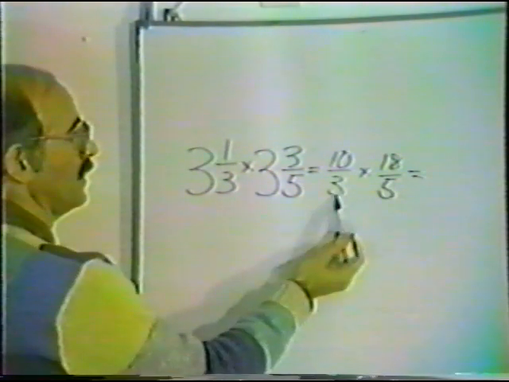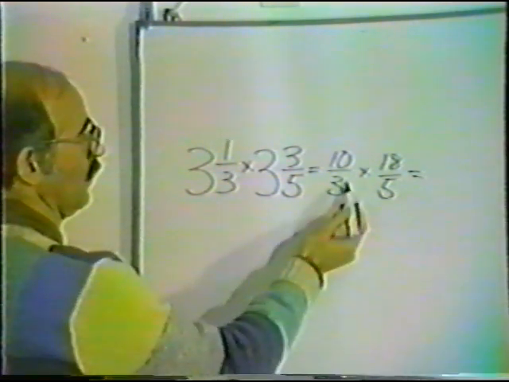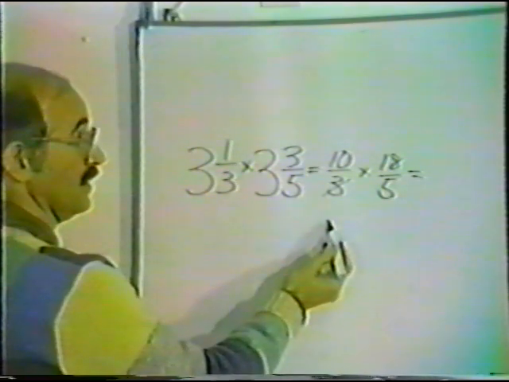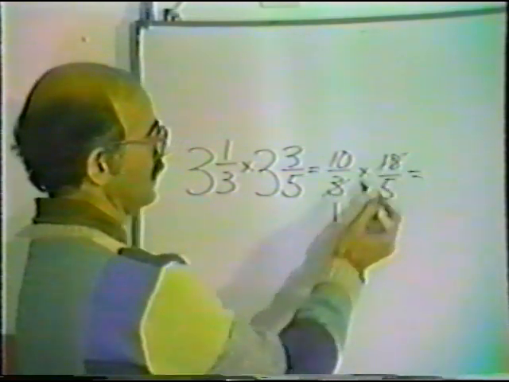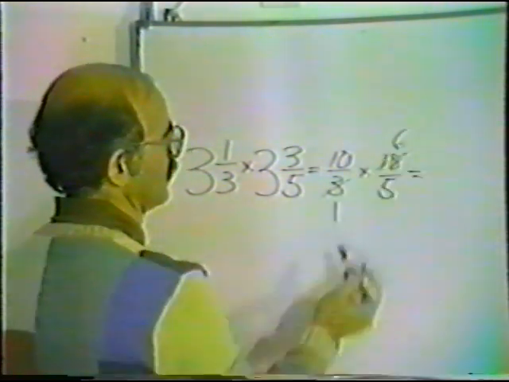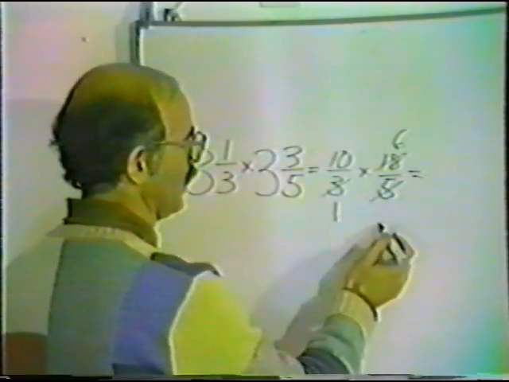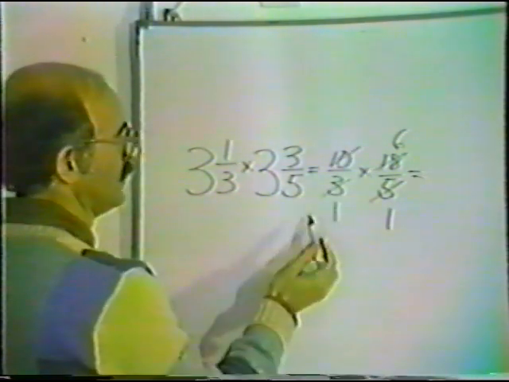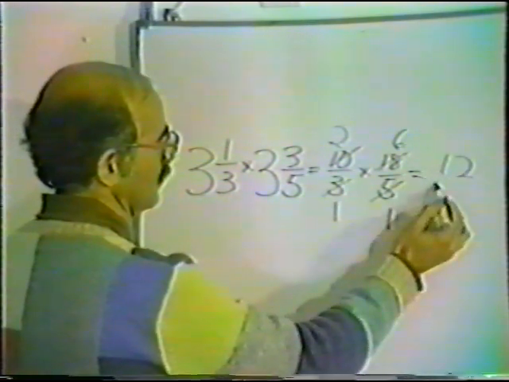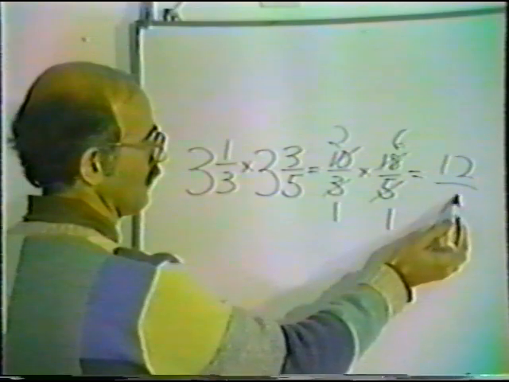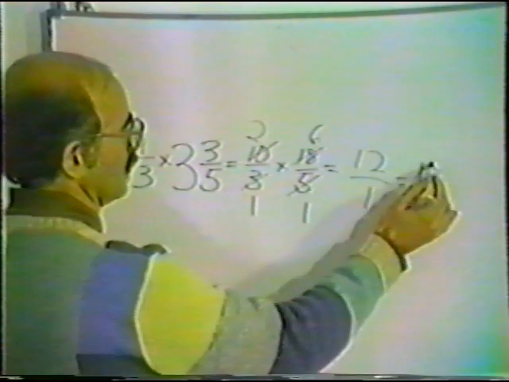Can we cancel the 3 and the 18? Yes. What can we hit them with? Well, we can hit them with 3. We will see a 6. 3 into 3 is? 1. 3 into 18 is? 6. There's our 6. What can we hit the 5 and the 10 with? 5. 5 into 5 is? 1. 5 into 10 is? 2. 2 times 6 is? 12. 1 times 1 is? 1. 12 over 1 is the same thing as? 12.